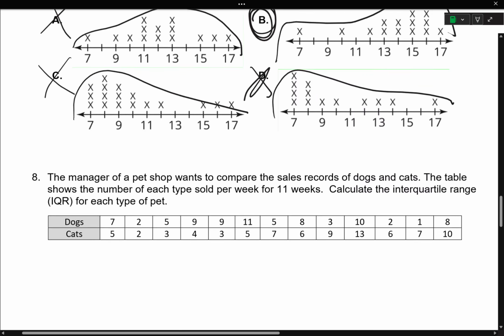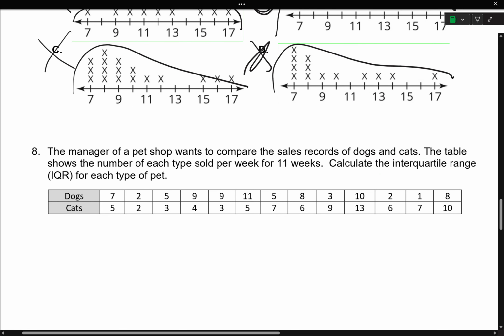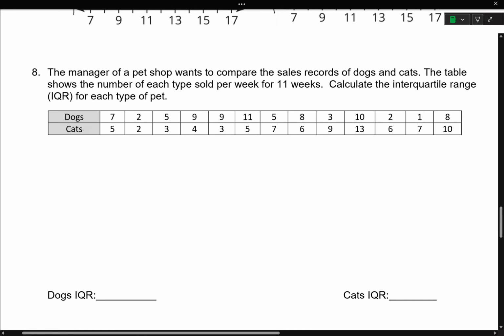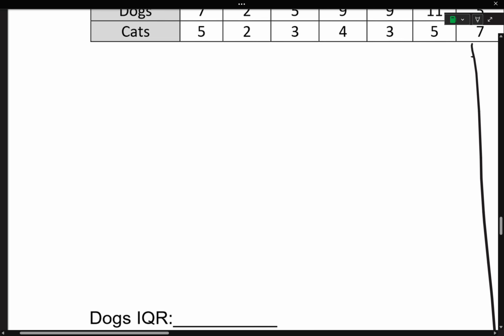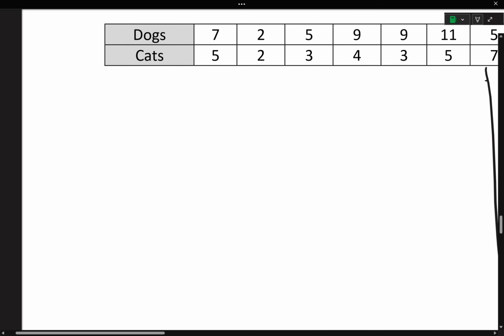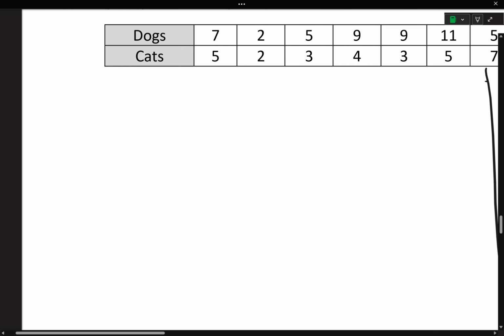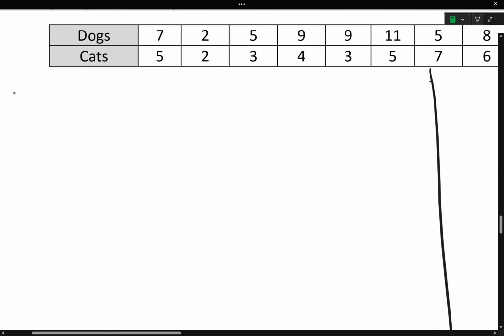Next, in number 8, we have the manager of a pet shop that wants to compare the sales records of dogs and cats. Here's the table for each type over 11 weeks. Let's calculate the IQR for each type of pet. Okay, so first what I'm going to do is split the data in half, or the page. And I'm going to write down all the numbers for the dogs. And I'm zooming in because I already have my answer key. But again, you're going through the list and crossing off and putting the numbers in order.